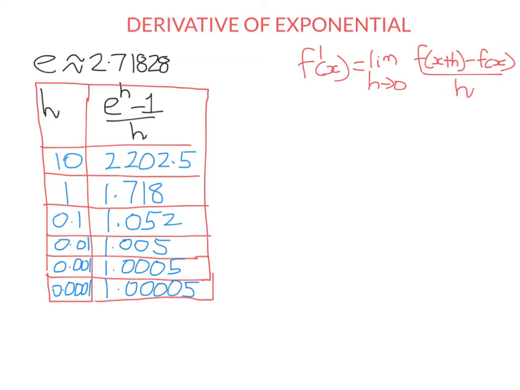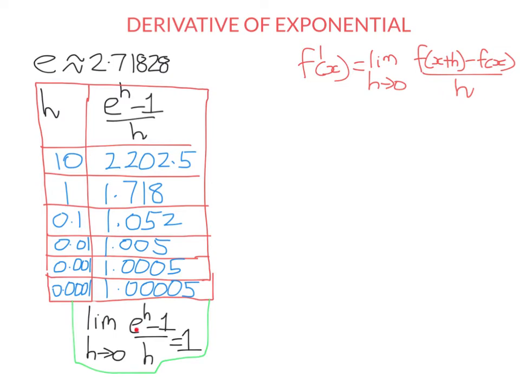So what I did was draw up a table here where I chose different values of h, and then I substitute each of these values of h into this formula here, e to the power of h minus 1 over h. So as you can see, as we're going down, h is getting closer and closer to 0. Now, what happens when h gets closer and closer to 0, this expression you can see is getting closer and closer to 1. We write that mathematically like this.